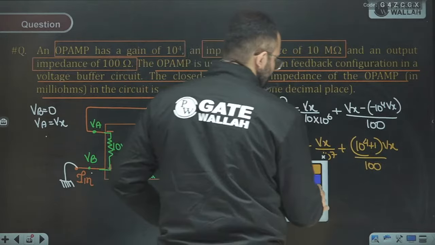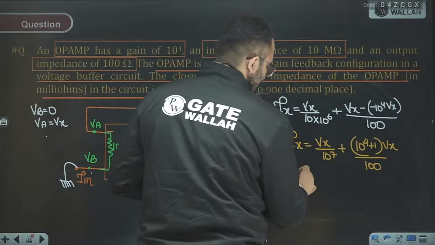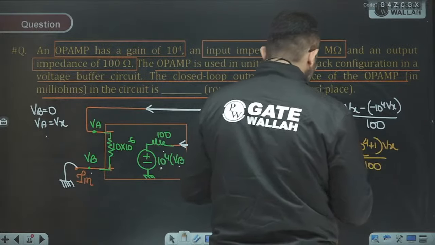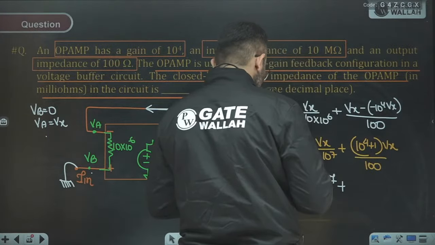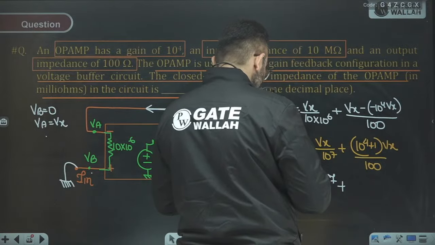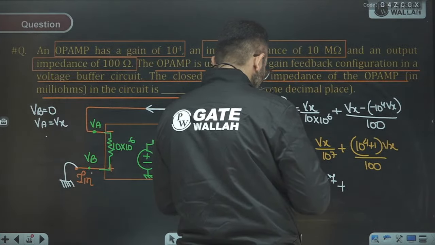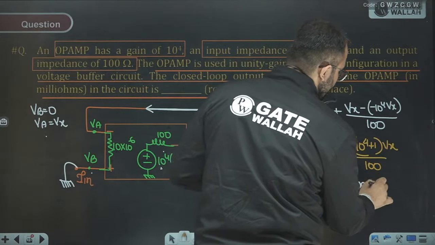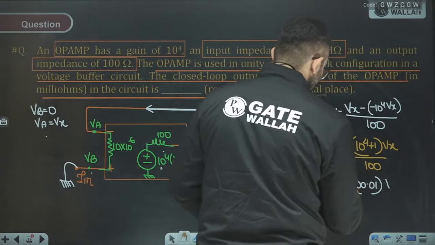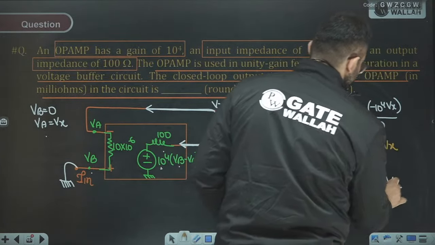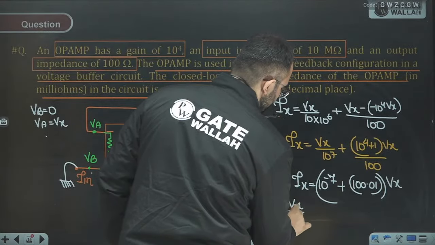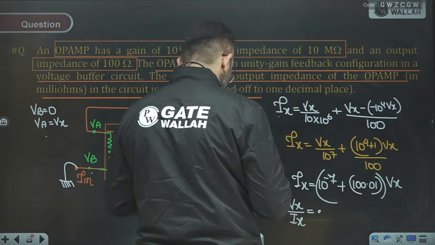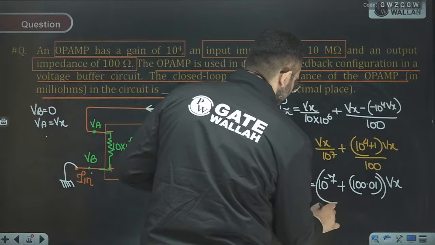okay. So we can see that Ix is 10 to power minus 7 plus, this will be approximately 100, 10 to power 4 plus 1 upon 100, approximately 100.01 Vx. So Vx upon Ix will be 9.9.